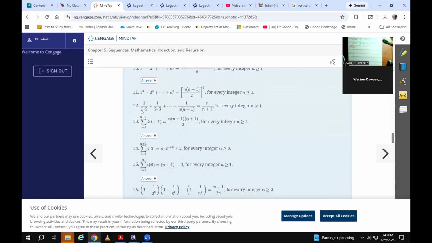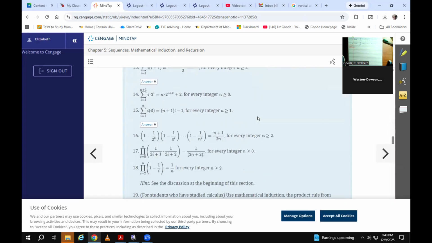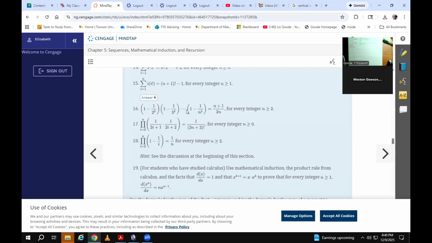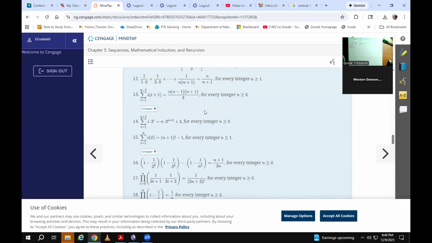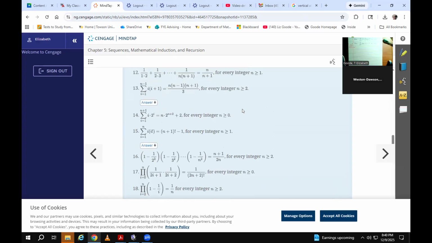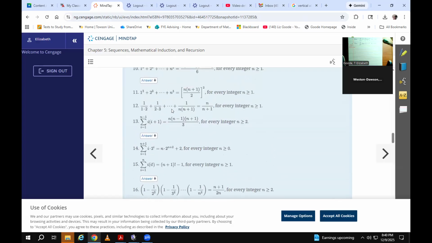I really like number 12. That's a really pretty one. I think number 18 we did in class. Look at number 16. Number 16 was the problem we just did. See how they wrote it in expanded form? They wrote it all the way out. Think about it like that. Let's do number 12.